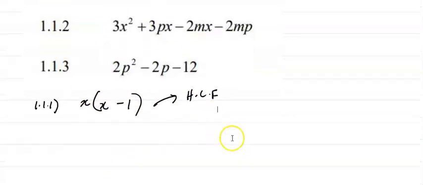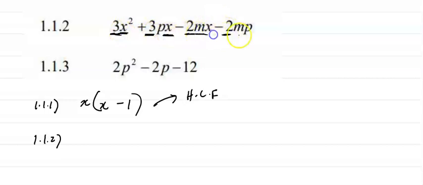1.1.2. 3x squared plus 3px minus 2mx minus 2mp. Right, so let's look at these first two terms here. You've got 3 and 3, and then you can take out an x and x there. In the second two terms, you've got 2 and 2, and m and m. So we can remove, see, grouping in pairs.